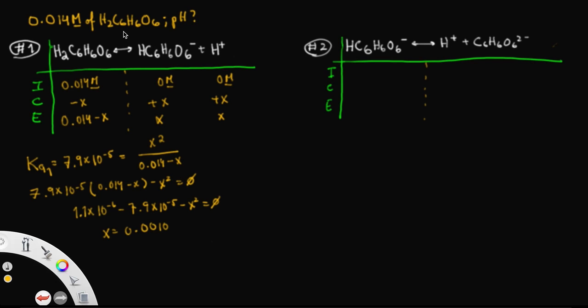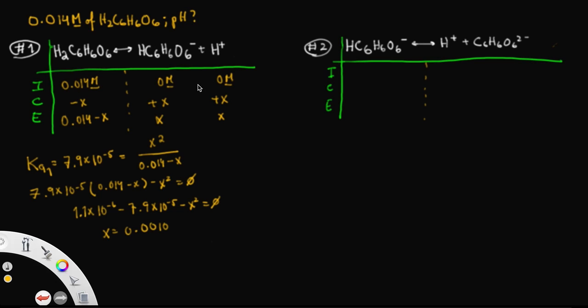So what this essentially means is that you have to dissociate this acid more than once. You have to get rid of one hydrogen, and then you have to get rid of another hydrogen. So you have to do two dissociations to get a complete dissociation in order to solve for the pH.